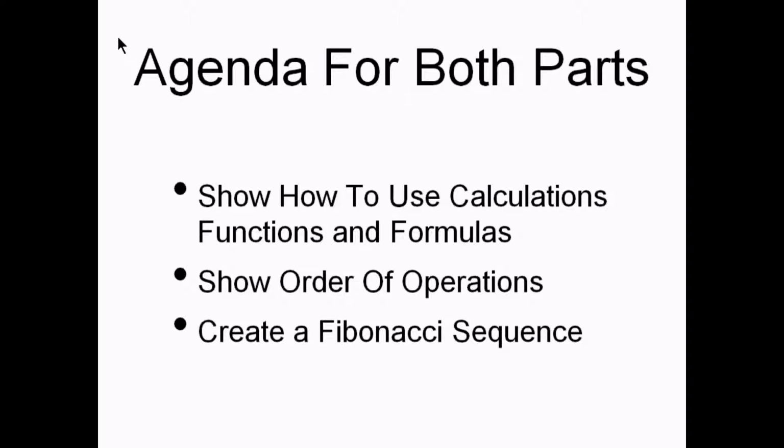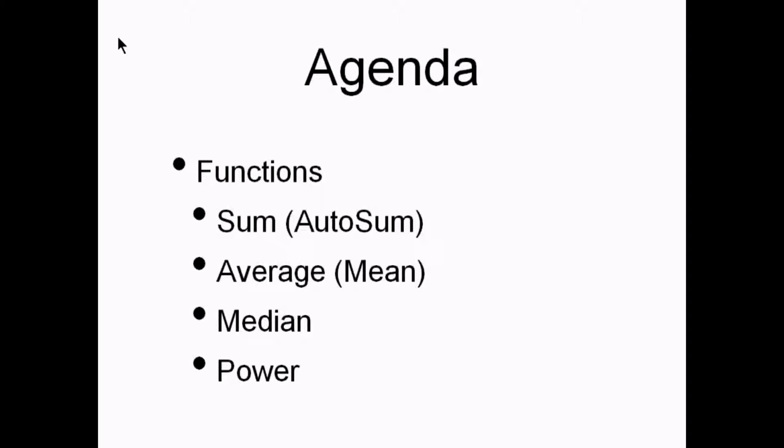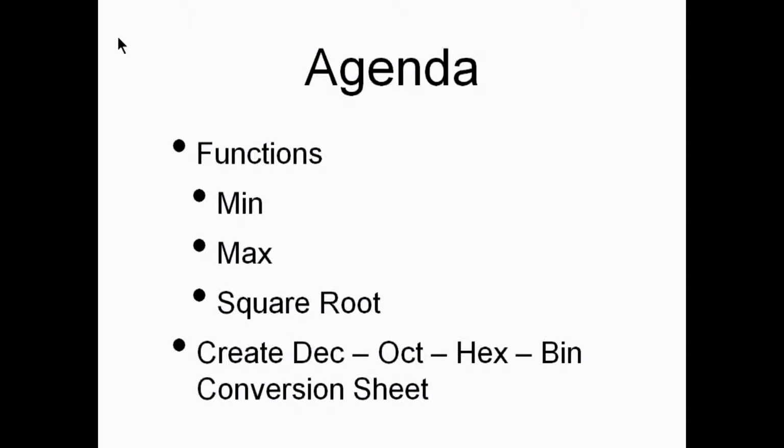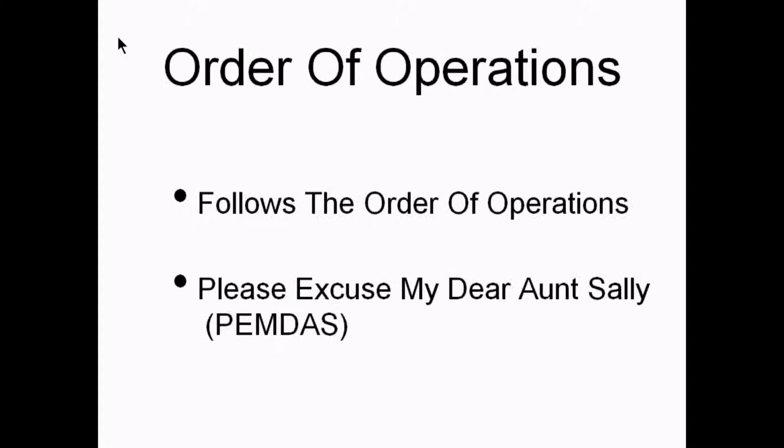The agenda for both parts of the videos includes showing how to use calculations, functions, and formulas, showing the order of operations, and creating a Fibonacci sequence. The functions that are shown within the videos include, but are not limited to, the sum, average, median, power, min, max, and square root functions. The videos will end by using functions to create a decimal to octal to hexadecimal to binary conversion sheet.